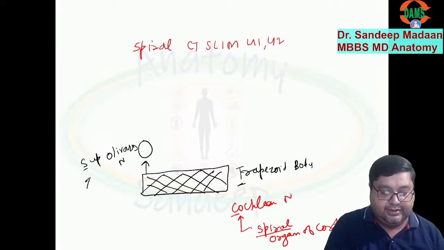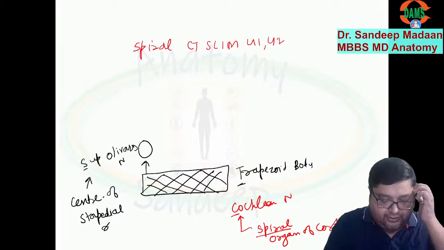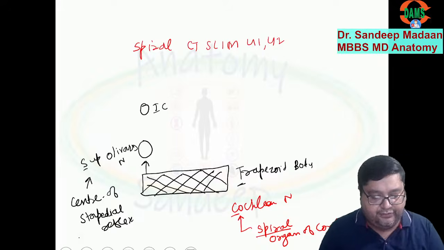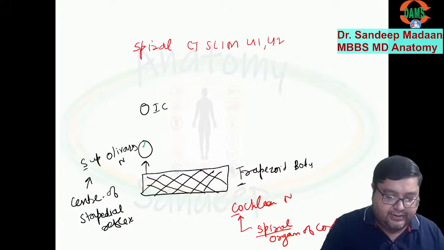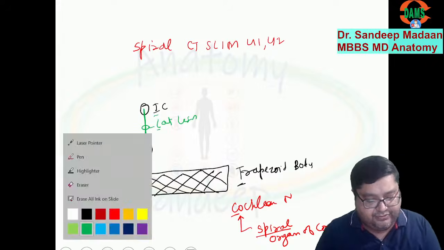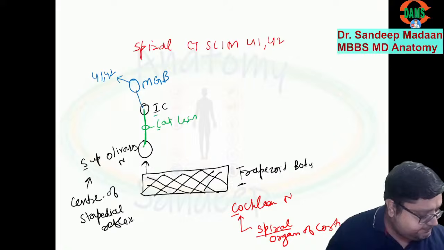Before proceeding, this is the center of the stapedial reflex. Then the fibers will reach the inferior colliculus in the form of the lateral lemniscus. The fibers going over here will be called the lateral lemniscus. Then the fibers will reach the medial geniculate body and then the area number 41, 42. Is it clear to everyone?